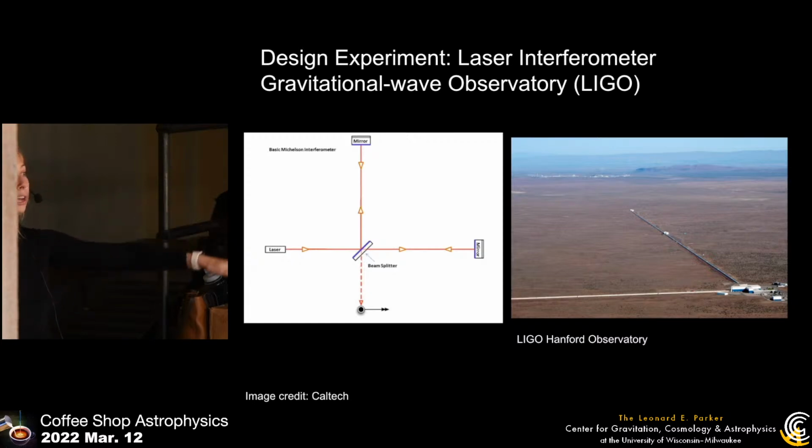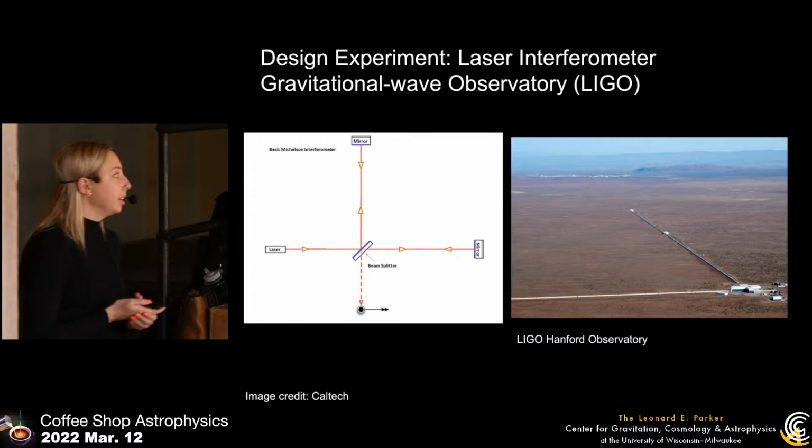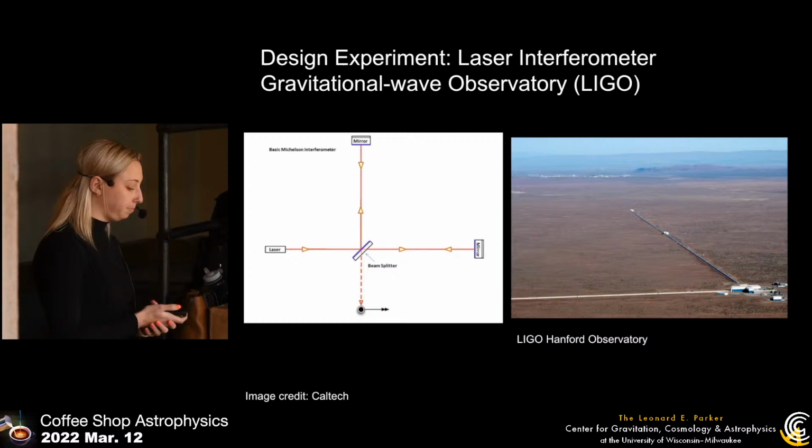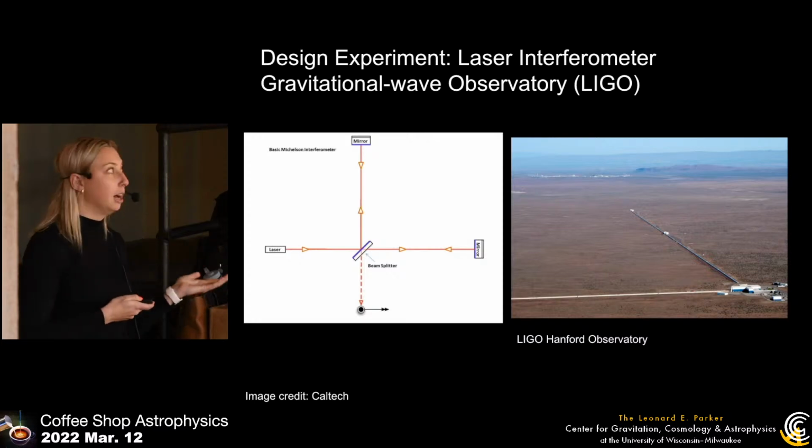But the longer the arm length, the more sensitive it is to those slight length changes. So when the arm length changes, that's when the pattern on the detector will change and show you that you observed a gravitational wave. So there's 2 of these observatories in the US. This one's in Hanford, Washington.